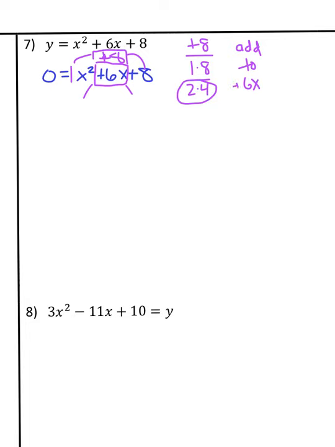So I'm going to go over here and write x plus 2. Oh, what am I doing? Ooh, let's try this again, Mrs. Kim. I'm not going to do the shortcut. I'll do the whole thing.